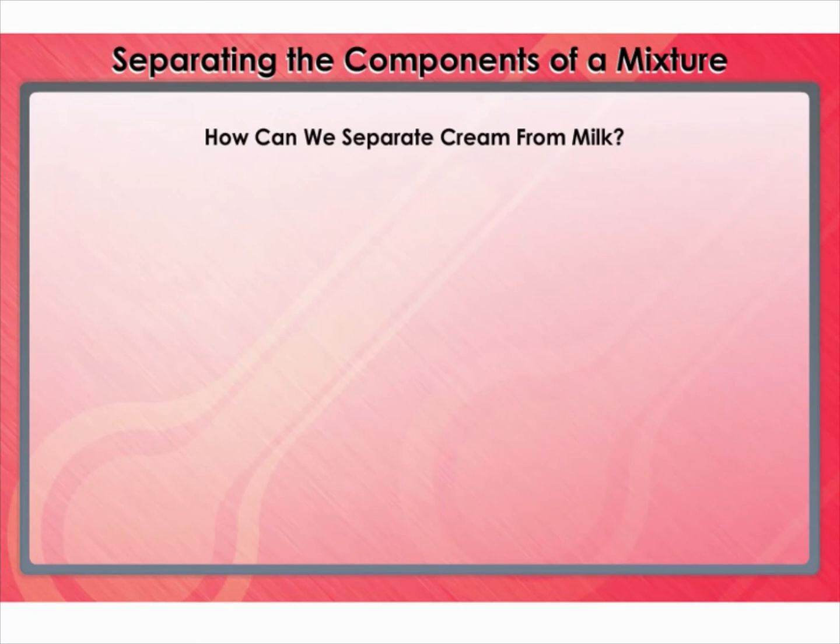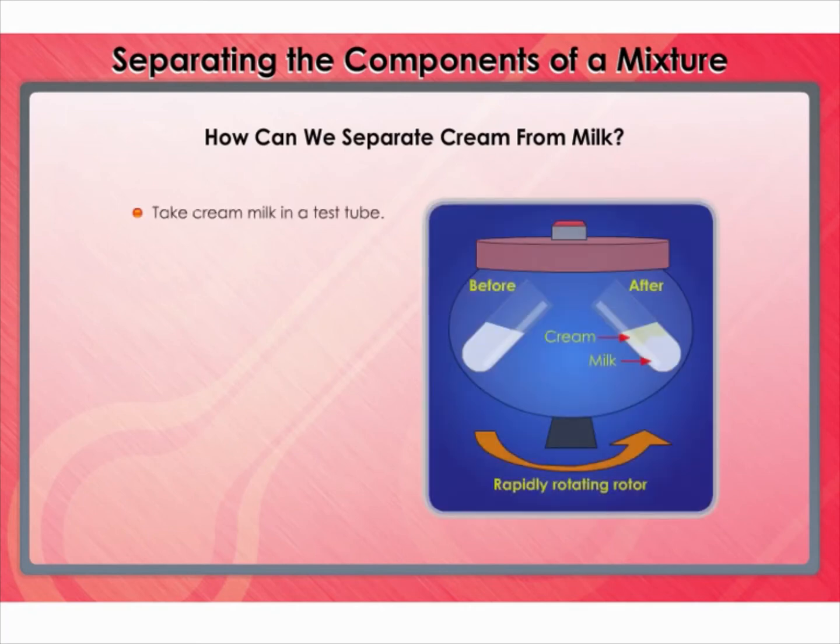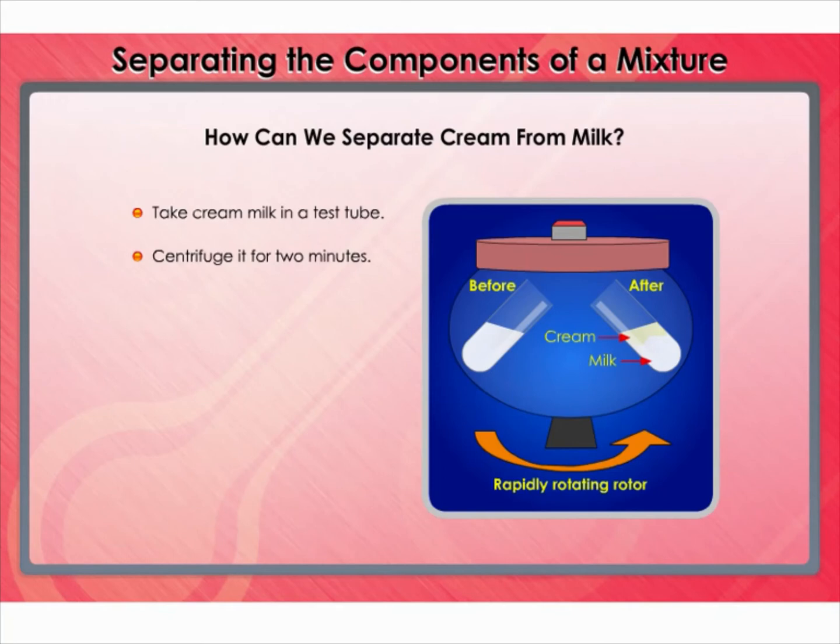Let's conduct an activity to illustrate how to separate cream from milk. Take some full cream milk in a test tube. Centrifuge it by using a centrifuging machine for 2 minutes.